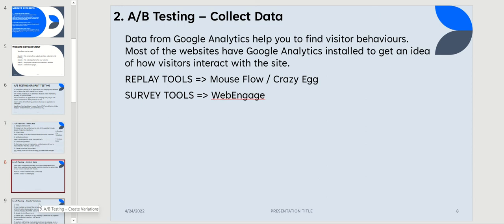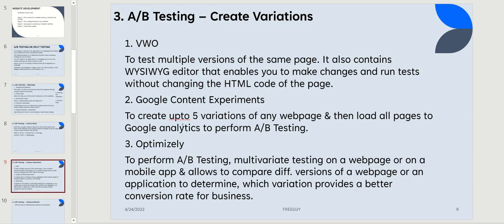The next one is to create variations. We have just discussed Visual Website Optimizer for creating variations, as mentioned here. It is used to test multiple versions of the same page. It also contains a WYSIWYG editor, which means what you see is what you get, that enables you to make changes and run tests without changing the HTML code of the page. You can also update headlines and numbering of elements and run a test without making changes to IT resources.